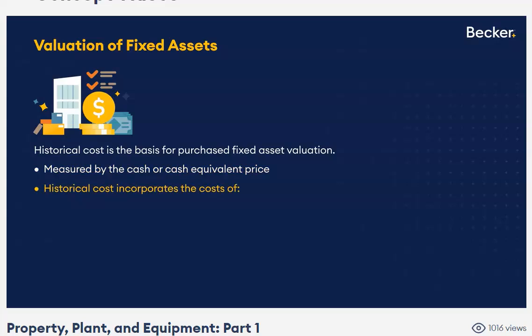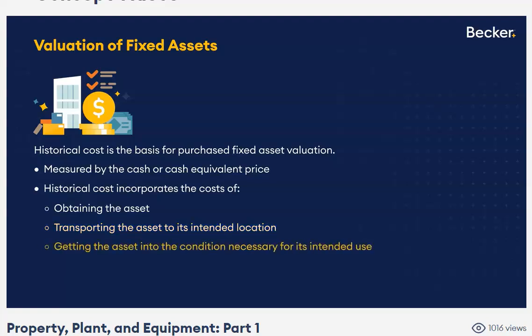So the cost of that asset is not just the invoice price, folks. It's obtaining the asset, the invoice price, but you got to include freight in, bringing it to its intended location, okay? So shipping, and then getting it in the condition necessary for its intended use, which I'll show you in a little bit.